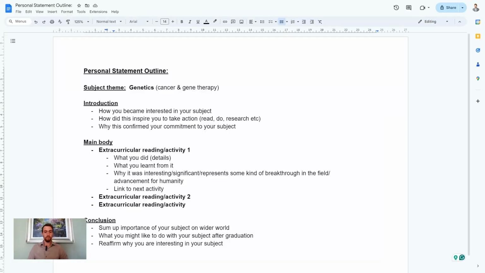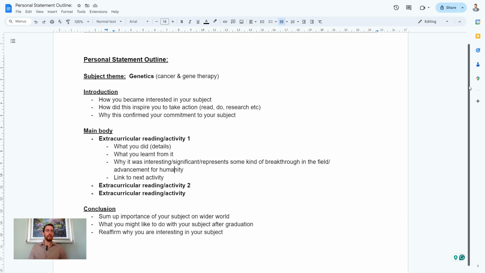So by the start of September, which at the time of recording is right now, you should have definitely completed enough extracurricular reading, activities, internship to have content to develop an interesting personal statement from. And so developing a personal statement begins with building an outline. What does that look like? Let's briefly talk through the typical structure that I recommend.